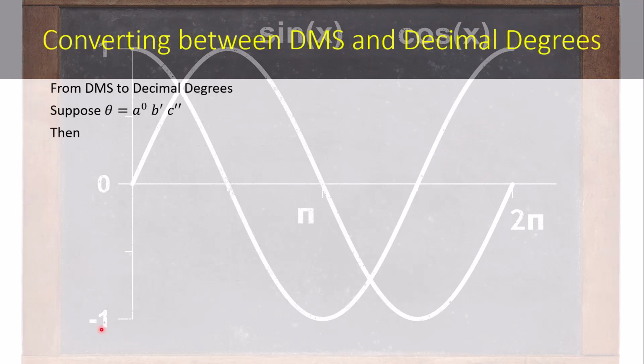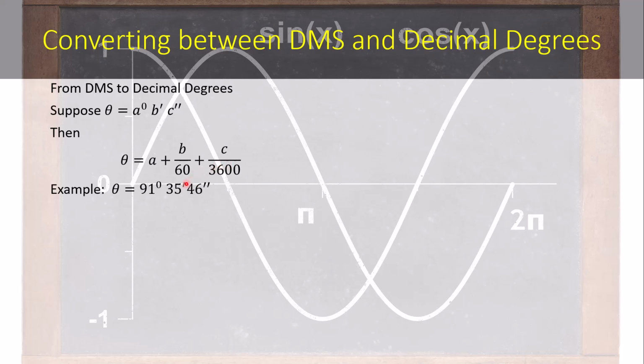One of the things that you are going to have to do, at least in this section, is to convert between degrees, minutes, and seconds, and decimal degrees. And here is how we can go from DMS to decimal degrees. Suppose that you have an angle that has A degrees, B minutes, and C seconds. If that's the case, then in decimal degrees, theta is going to be equal to A plus B divided by 60 plus C divided by 60 squared, or 3,600.